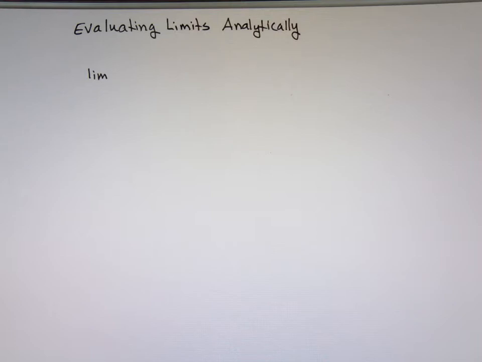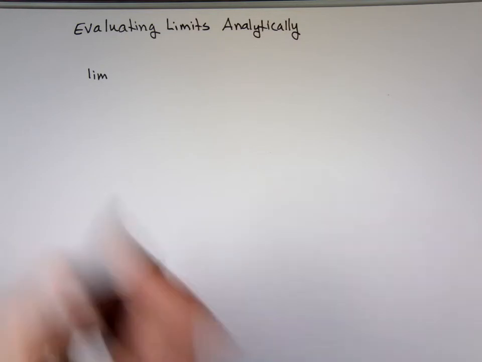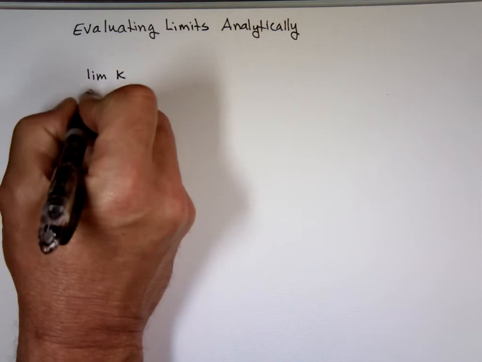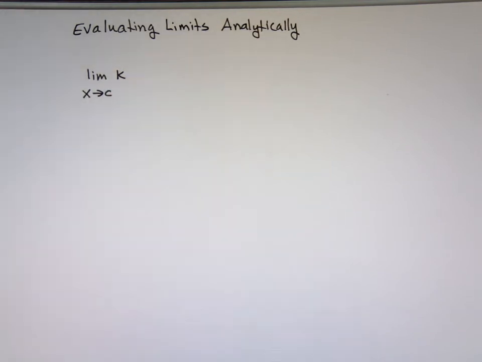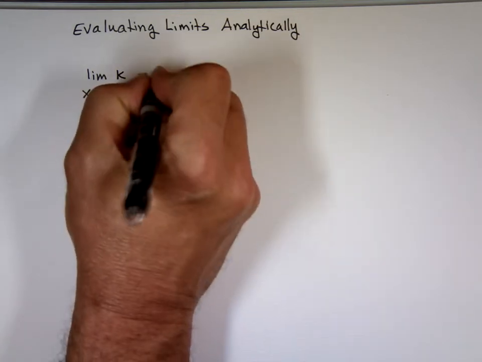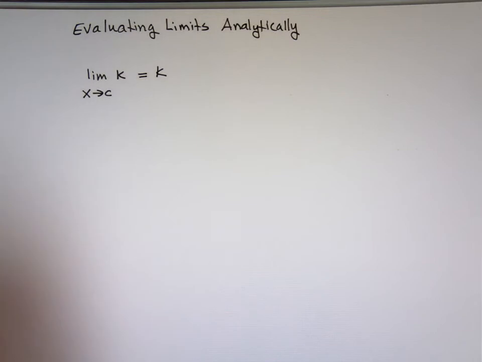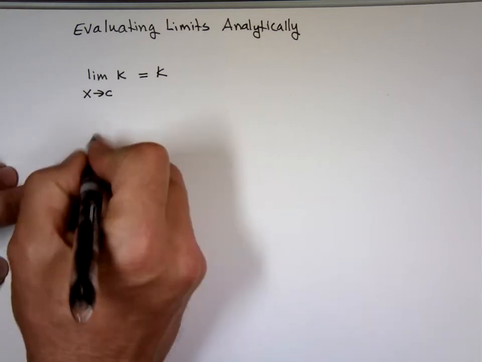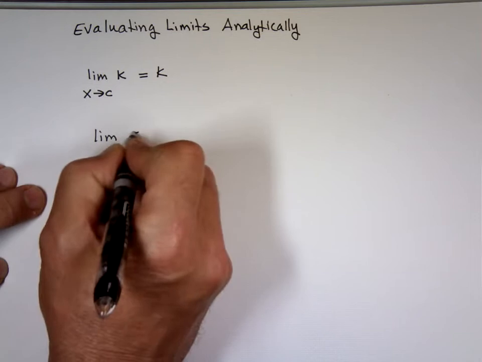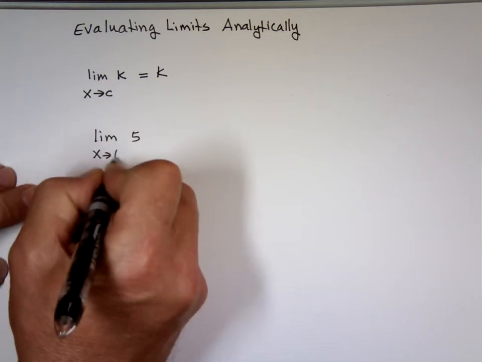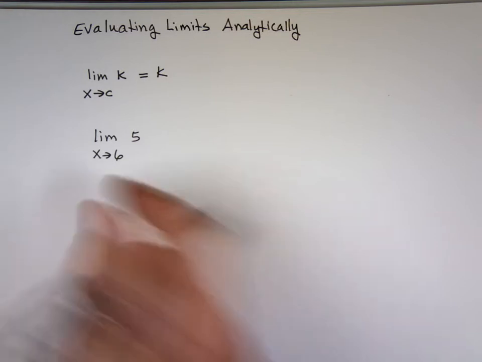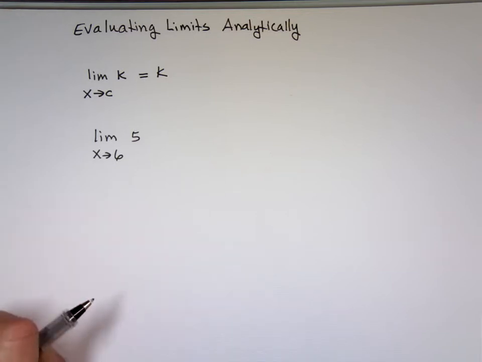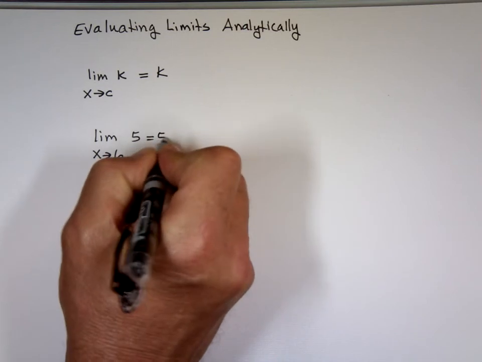There we go. The limit of any constant, I'll use k, as x approaches any number. Doesn't matter what the number is. The answer is what? k. The limit of the constant is the constant. If I said to you, find the limit of 5 as x approaches 6, it says replace x with 6. Well, there is no x to replace. It's going to be 5. The number doesn't change.